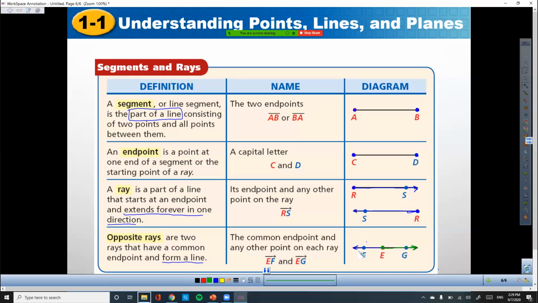Because as you can see here, now we have the 2 arrowheads on both sides. So 2 opposite rays form a line. You can see here, ray EF is the one going to the left, and ray EG is the one going to the right. Again, the first letter always has to be the endpoint. We start at E and we go in the direction of F, and we start at E and we go in the direction of G.